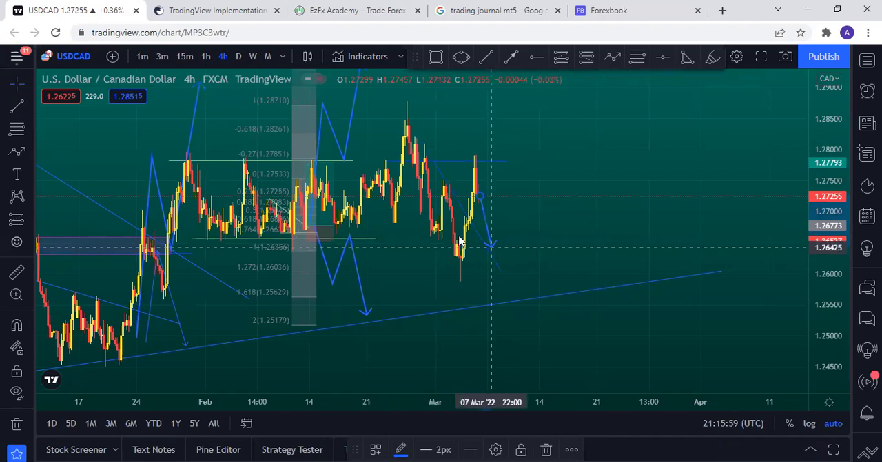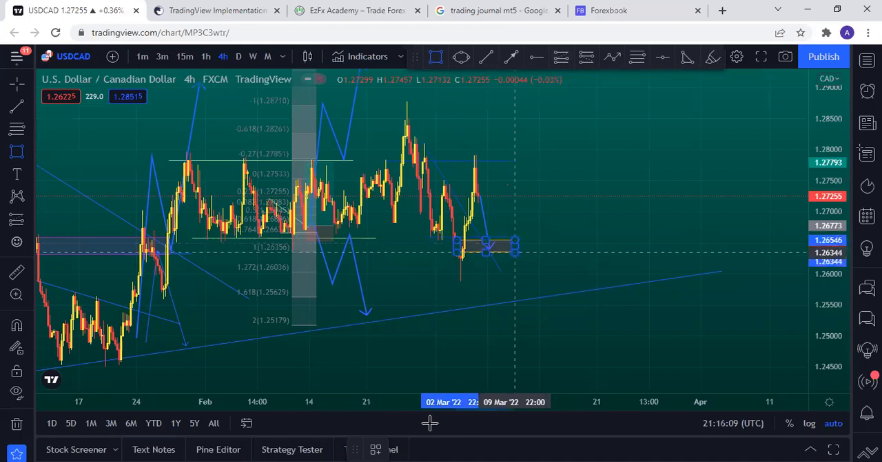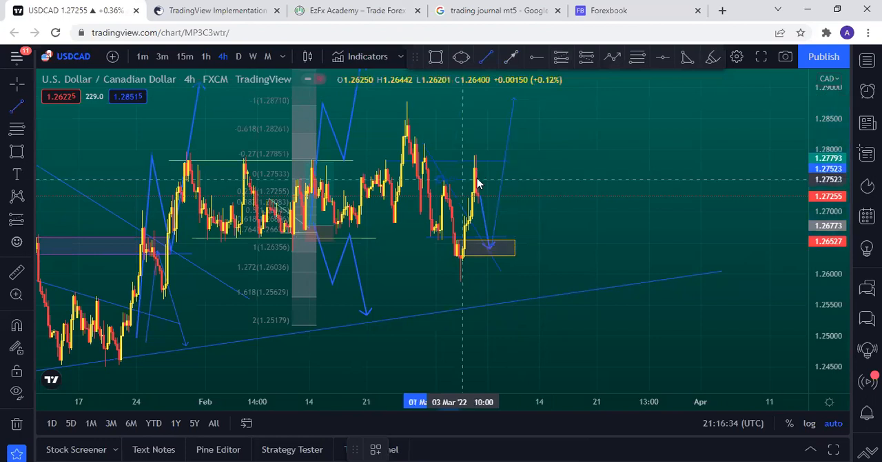Since we already have this, then this. So we might see this kind of movement and then followed by maybe this, because currently we've seen this break of structure.